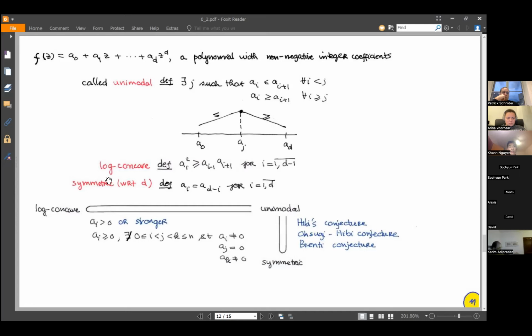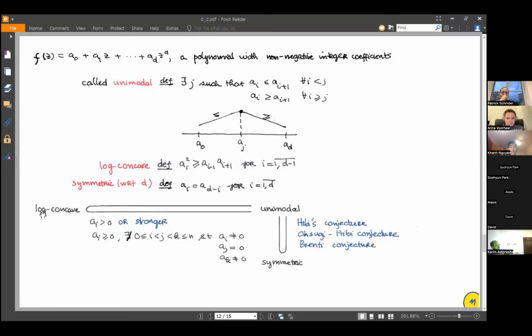And we say that F is log-concave if for any index i from 1 to d minus 1, we have the inequality ai squared not less than ai minus 1 times ai plus 1. And we say that F is symmetric with respect to d if for all indices i from 0 to d, we have ai equal to a d minus i. And there are several connections between the log-concave property, the unimodal property, and the symmetric property.